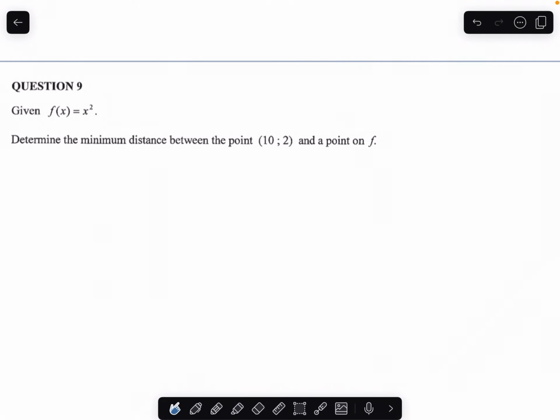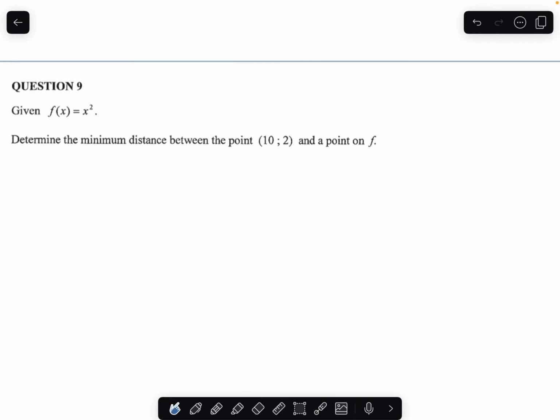Hello? We are rambling. Paper 1, November 2022, from the department. Let's do it. Given f of x is equal to x squared, determine the minimum distance between the point 10, 2 and a point on f.